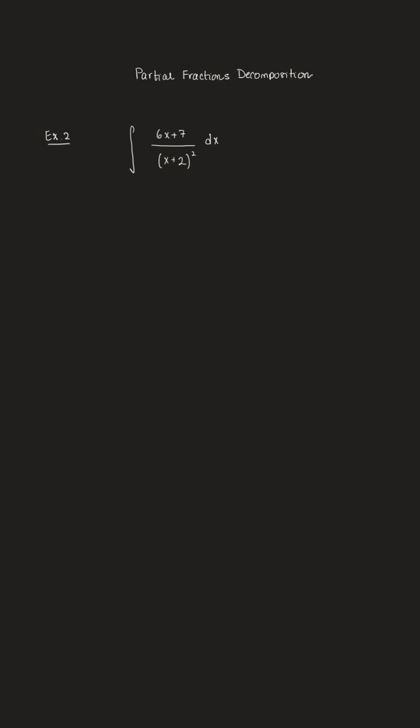Okay, in this example, we have the integral of a rational function once again, and we want to try to break up this fraction into its partial fractions decomposition so that we might be able to integrate. So let's start with our rational function, (6x + 7) divided by (x + 2) squared. And I want you to notice that the denominator, x + 2, is a linear term, but it's squared, which means that it's repeated.